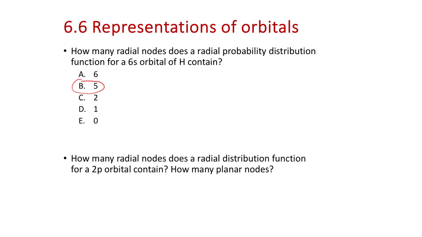How many radial nodes does a radial distribution function for a 2p contain? Should be 0, because that's the first time we can have that subshell. So it should be 0 for the first question. And then the planar nodes, this is the l value, so it has 1 planar node. Just trying to make sure that we see that you still have the plane through the center of the atom where there's a point of 0 probability. So any point where there's no probability or there's no shading is a point of 0 probability.